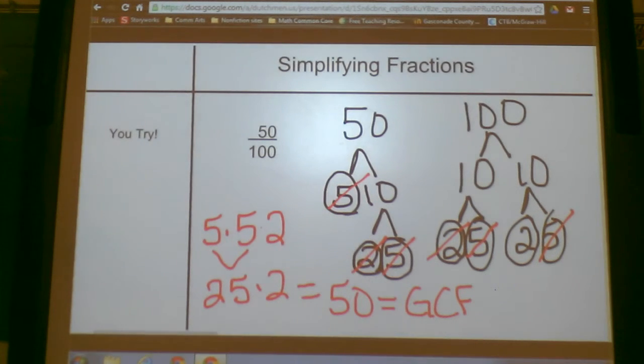Then I come in and I divide top and bottom, my numerator and my denominator, by 50. When I do that, 50 divided by 50 is 1. And 100 divided by 50 is 2. So my simplified fraction is 1/2.